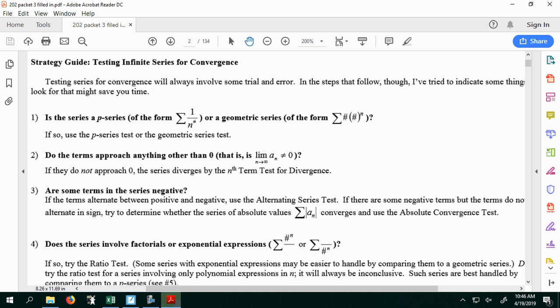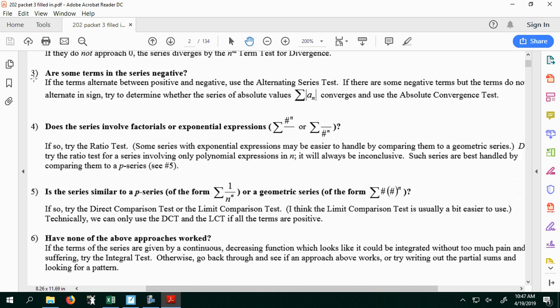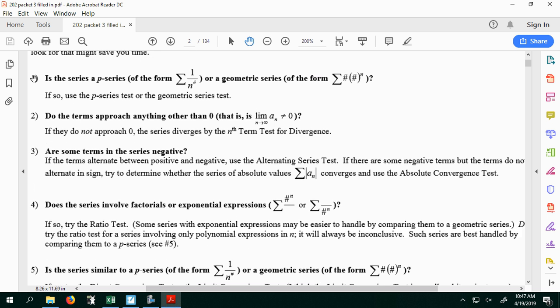The terms are approaching 0. Are some of the terms in the series negative? Nope, move to the next one. Does the series involve factorials or exponentials? It does have exponentials in it, yeah. So this suggests that we could try the ratio test. And some series with exponential expressions may be easier to handle by thinking about a geometric series. In fact, did we skip over geometric series? Oh, yeah.